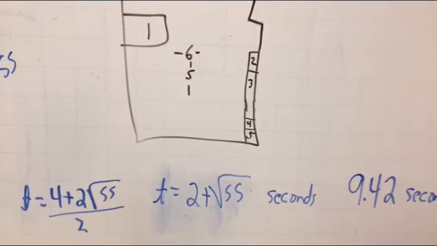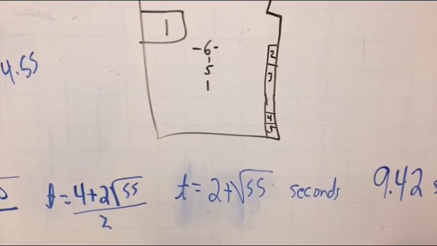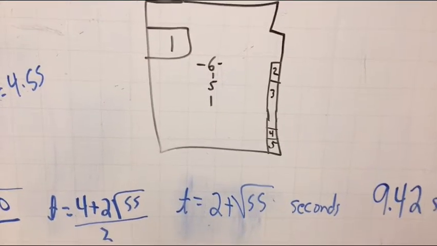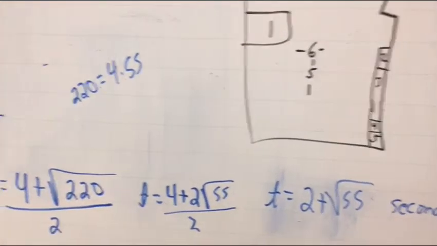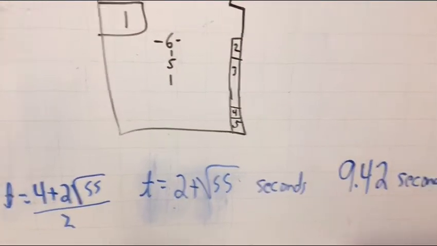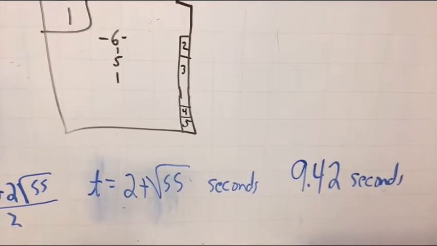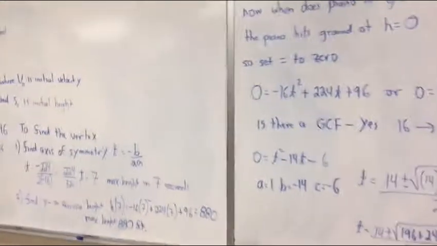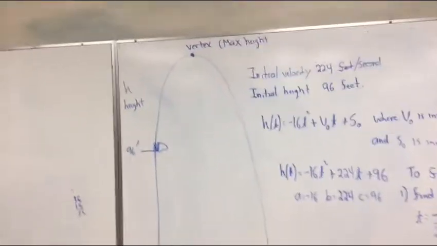So the time it takes from the time Super Dave Osborne throws the piano until the piano goes splat is 2 plus, and notice I ignored the minus sign because time's not going to be negative here, the square root of 55, or about 9.42 seconds. Okay? Now, that is just like your check for comprehension problem.